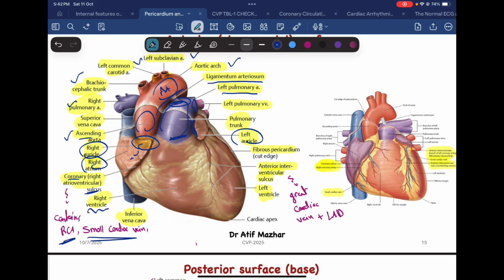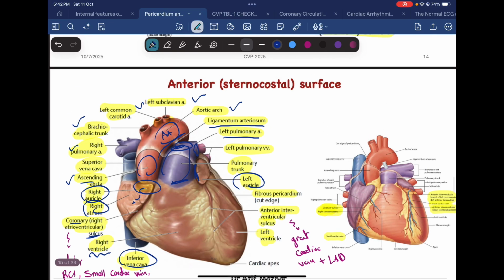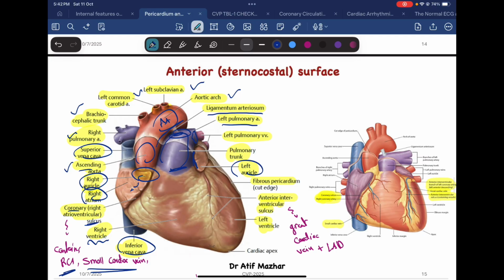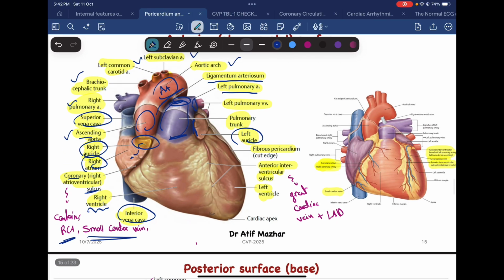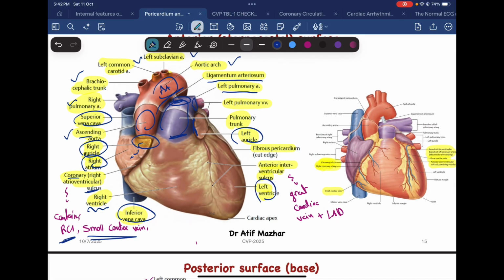The right ventricle, right here, pretty obvious to see, it's basically the one taking most of the anterior surface. And the inferior and superior vena cavas. What else do we have here? We have the left ventricle, we already talked about that, and then we have the anterior interventricular sulcus. Anterior means in front, interventricular means it's between both ventricles. So that's ventricle number one, that's ventricle number two. That's the space between them, and it's anterior. So it's anterior interventricular sulcus.